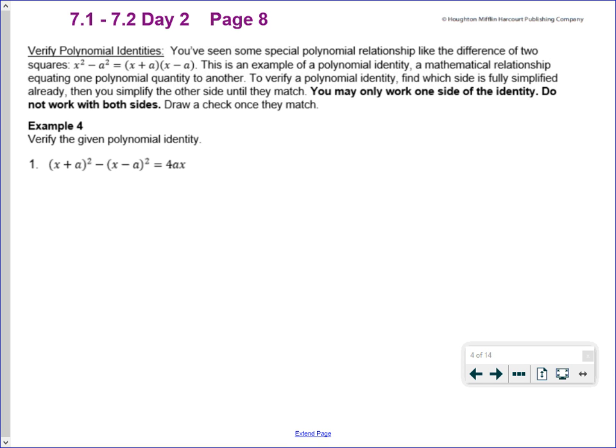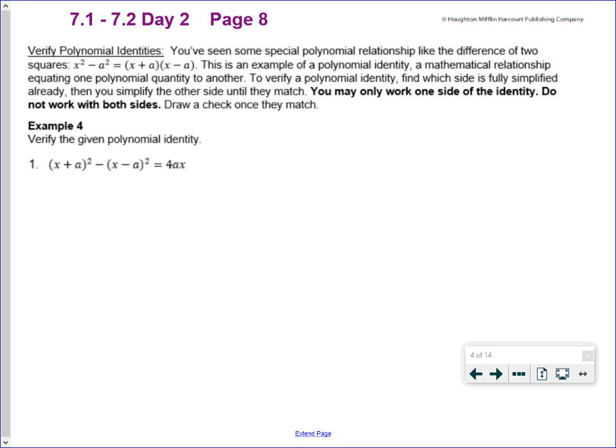Today we're going to be going over module 7.1 to 7.2, day 2. On the top of your notes, we have this little paragraph that says verify polynomial identities. All it's really saying is that we do have polynomial relationships, and they're examples of polynomial identities. And what we're going to be doing is using what we learned in the last video, in the 7.1 to 7.2 day 1 notes, to verify these identities.